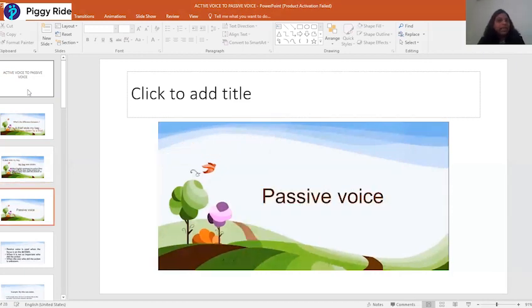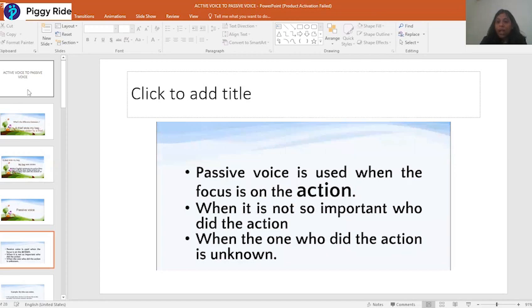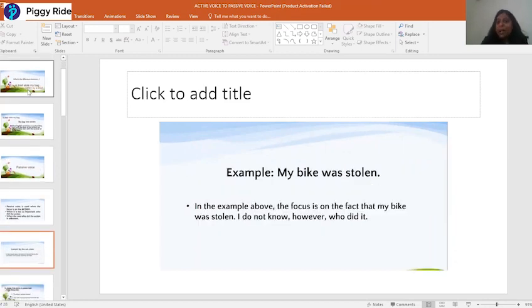So now let me explain passive voice. Passive voice is used when the focus is on the action, when it is not so important who did the action, and when the one who did the action is unknown. So, important areas: it is used when your focus is just on the action, when it is not so important who did the action, and when the one who did the action is still unknown. Okay, so let me give you an example.